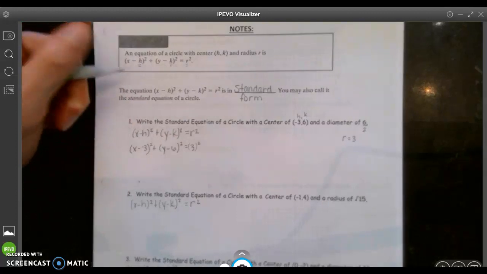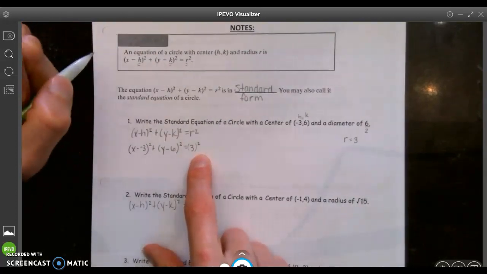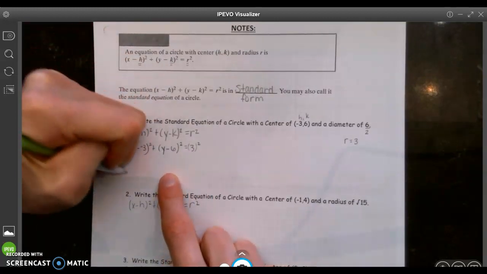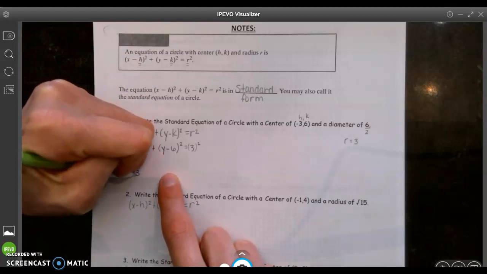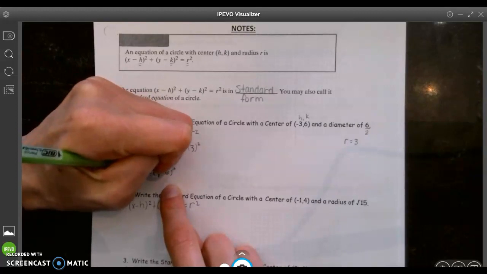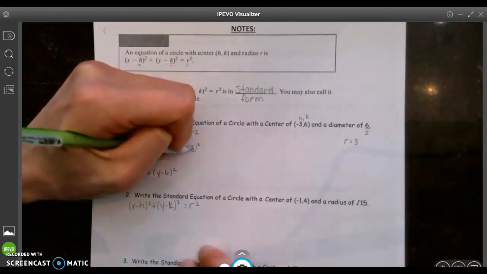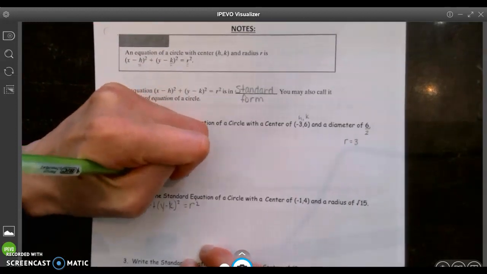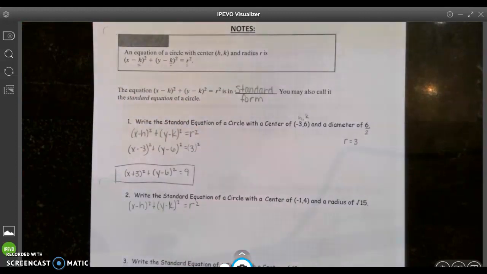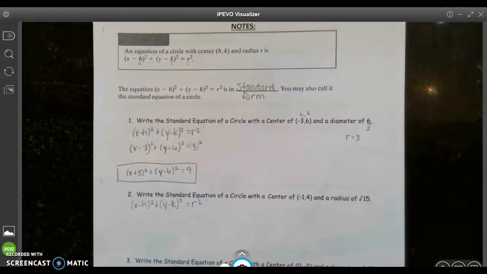So it's pretty close to the standard equation of a circle. I need to clean up a few things. We have a minus and a negative here, so I'm going to say x plus 3 squared. The y minus 6 squared stays the same. And then that 3 squared, 3 times 3, becomes 9. So this is our standard equation for this problem. We're going to do 2 more of those.